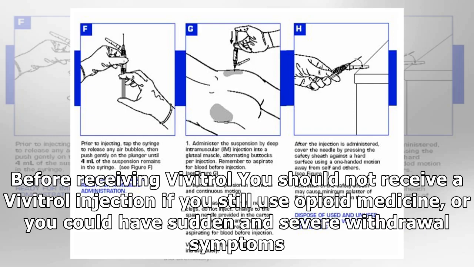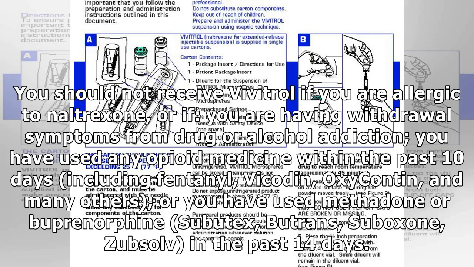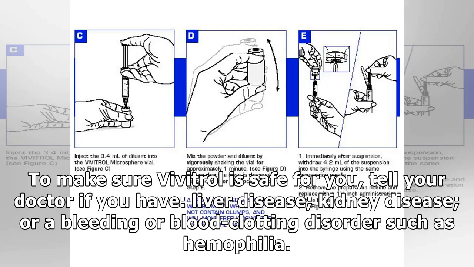Before receiving Vivitrol, you should not receive a Vivitrol injection if you still use opioid medicine, or you could have sudden and severe withdrawal symptoms. You should not receive Vivitrol if you are allergic to naltrexone, or if you are having withdrawal symptoms from drug or alcohol addiction, you have used any opioid medicine within the past 10 days, including fentanyl, Vicodin, OxyContin, and many others, or you have used methadone or buprenorphine (Subutex, Butrans, Suboxone, Zubsolv) in the past 14 days. To make sure Vivitrol is safe for you, tell your doctor if you have liver disease, kidney disease, or a bleeding or blood clotting disorder such as hemophilia.